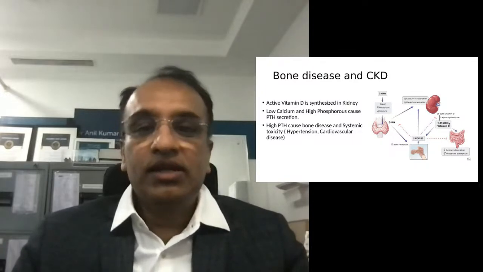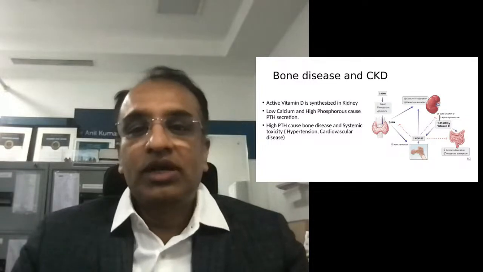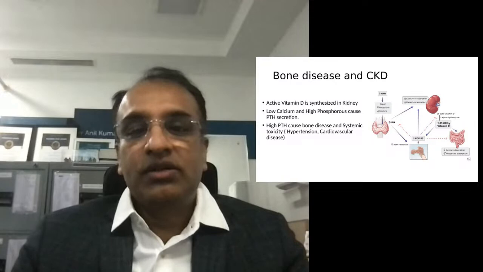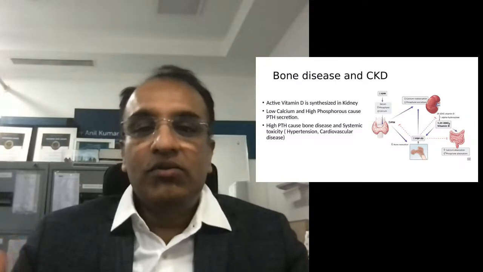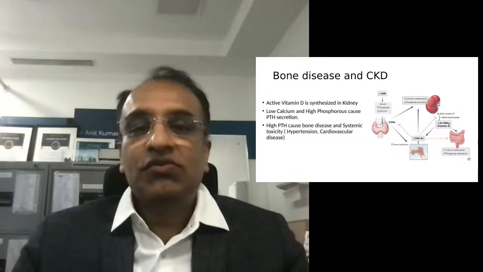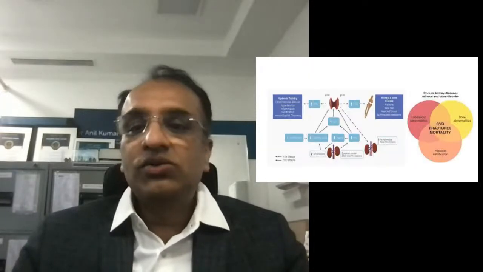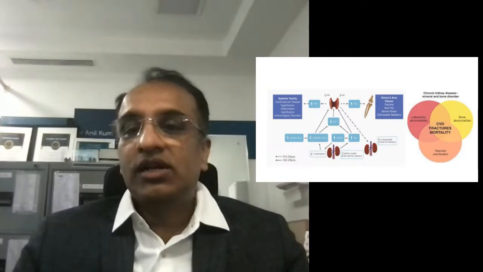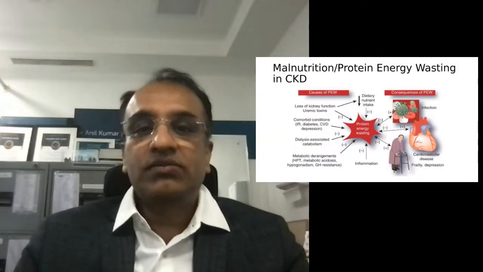We call this renal osteodystrophy, and these patients are at very high risk for fracture. Easily they will develop one if they fall from a small height. So there is a high risk of fracture actually. And also patients with high PTH levels have a lot of cardiovascular complications as well. So once again, CKD is interlinked to bone. CKD-MBD is linked to vascular calcification and cardiovascular disease.